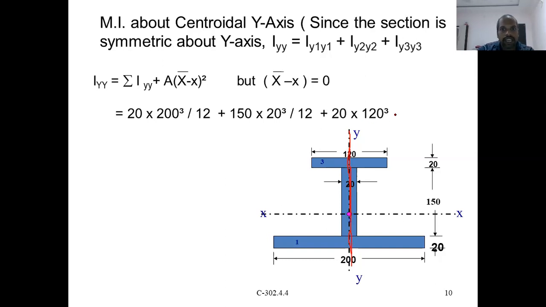That's why the h term, because in the parallel axis theorem it is A h square, becomes 0 for all three figures, right? So when h becomes 0 for the three figures, x bar is equal to 0, and then it's nothing but the moment of inertia of this section about this centroidal axis. This is about this centroidal axis, plus the moment of inertia of this figure about this centroidal axis, plus this one. Okay, like that you can calculate.